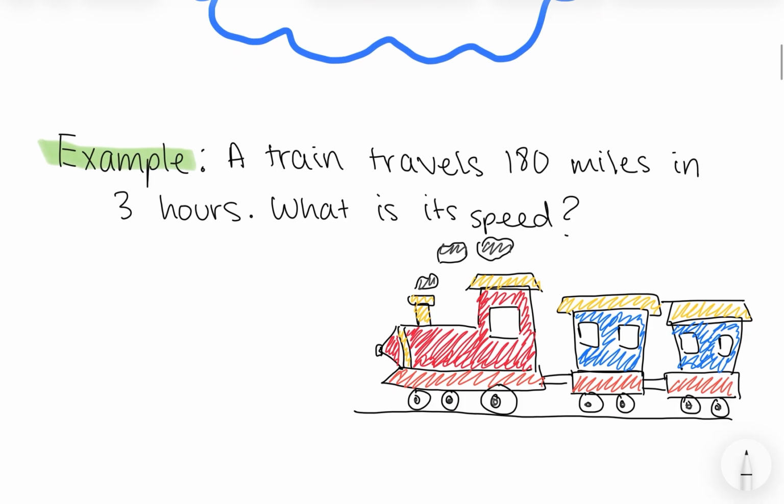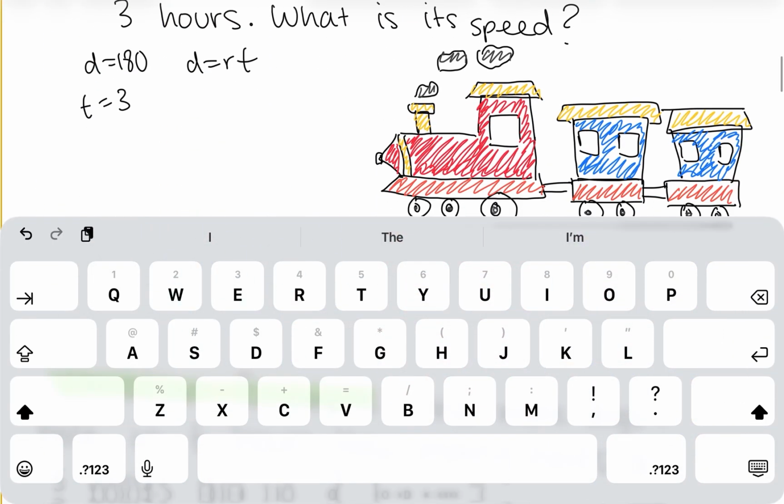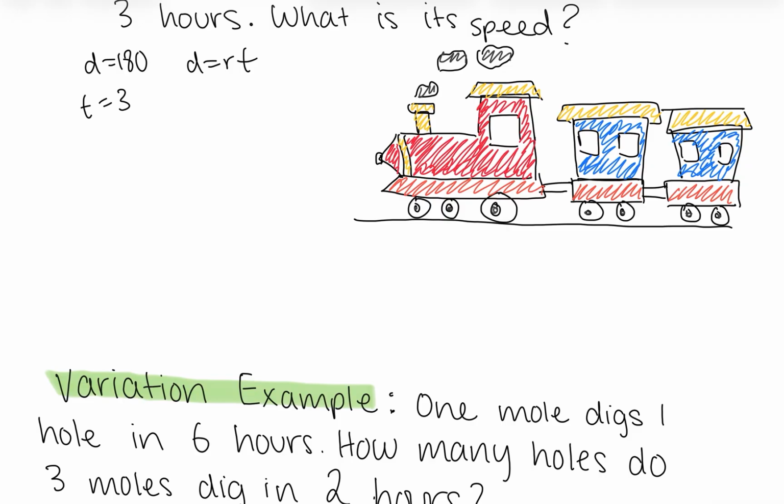A train travels 180 miles in 3 hours. What is its speed? In this case, we know that the distance is 180 and that the time is 3. We're trying to figure out the rate, or the speed. So we just substitute these values into the equation we already know. So 180 equals 3 times r, so r equals 60.